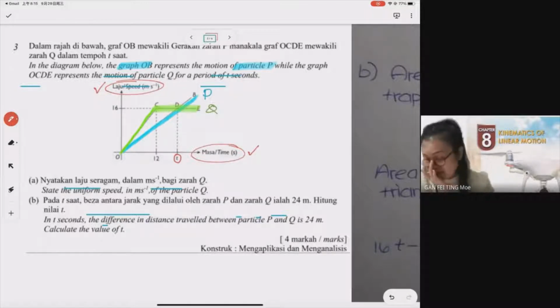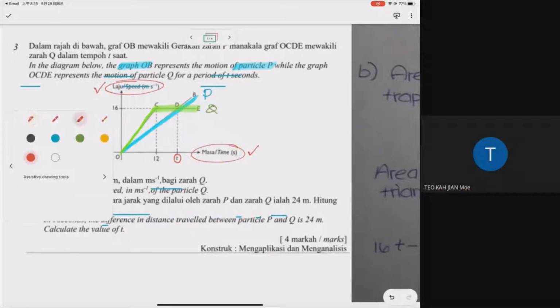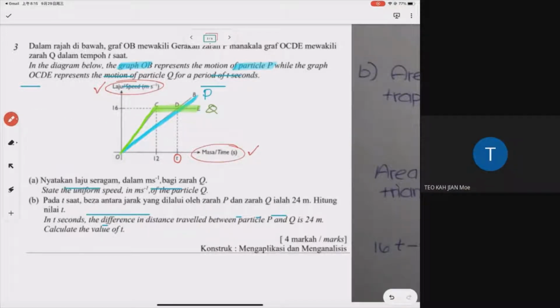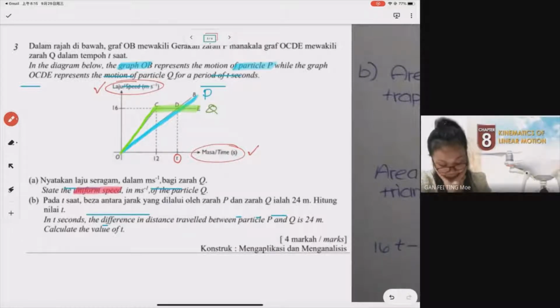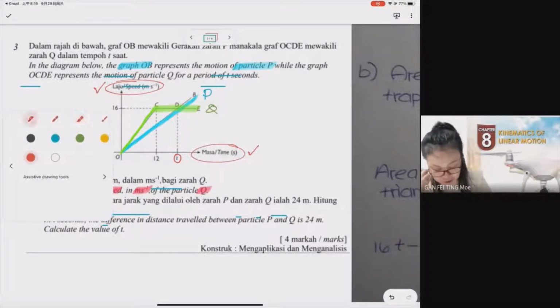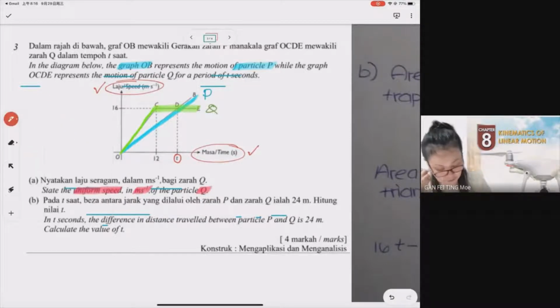Okay, go to A. State the uniform speed in ms-1 of the particle Q. Okay, state the uniform speed in meter per second. You are still reading meter per second as ms to the power of -1. Meter per second is the way we read speed. Please practice on that. So now the question is asking for Q, for the uniform speed.